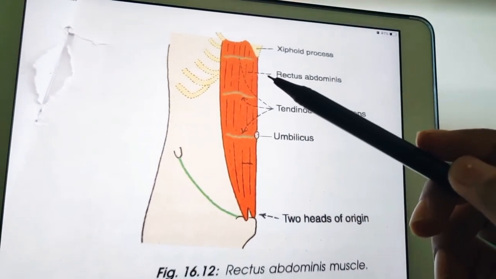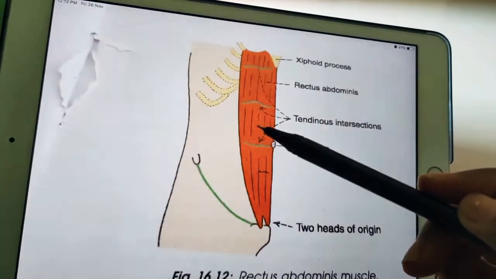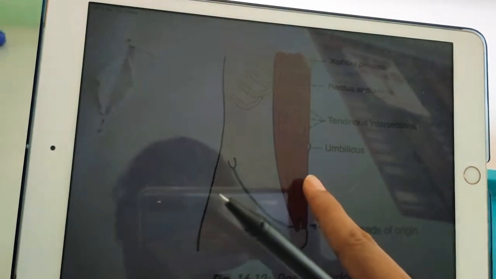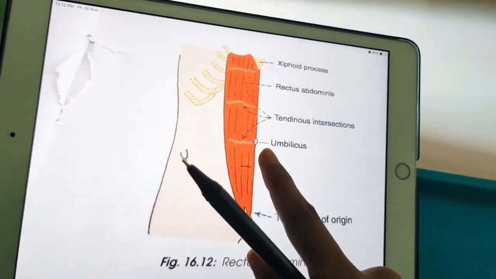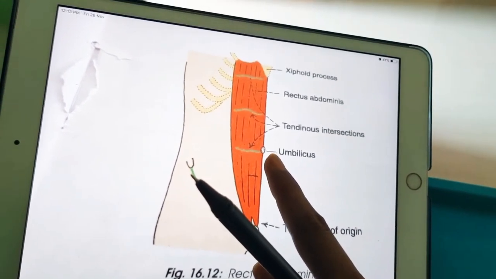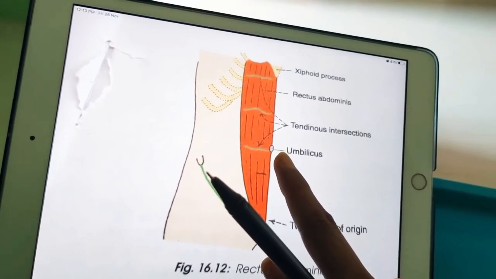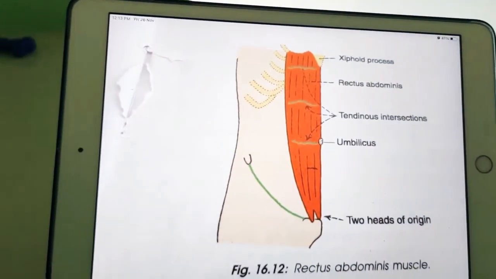Now the nerve supply: it is supplied by lower 6 or 7 thoracic nerves. Lower 6 means, as we have seen before, T7 to T12, and lower 7 thoracic nerves means T6 to T12. So these are the nerves supplying the rectus abdominis muscle.